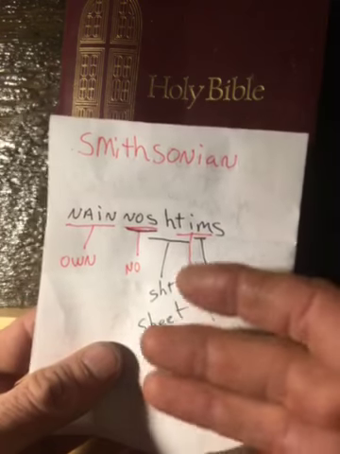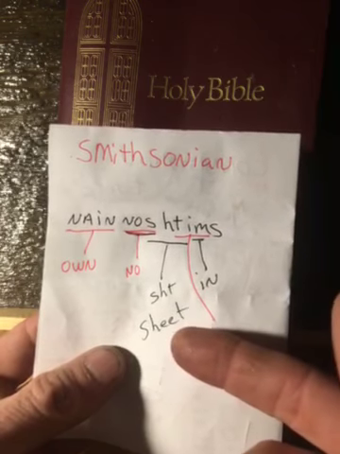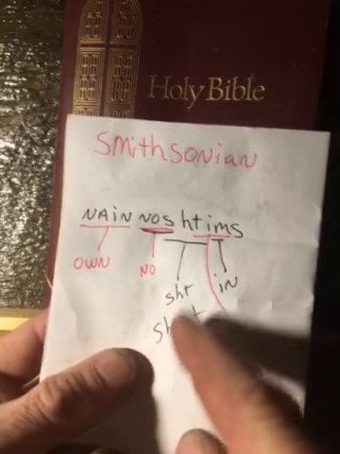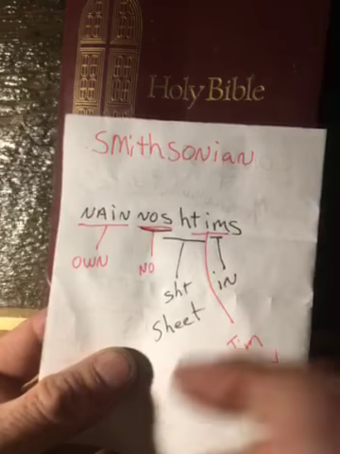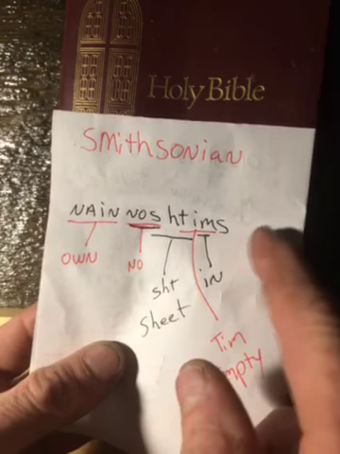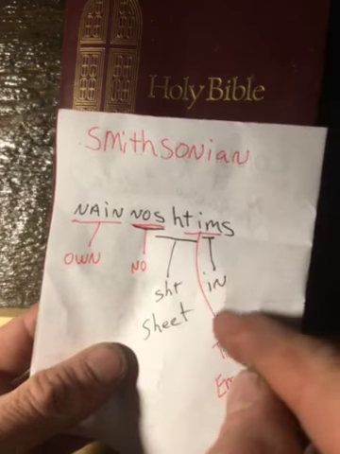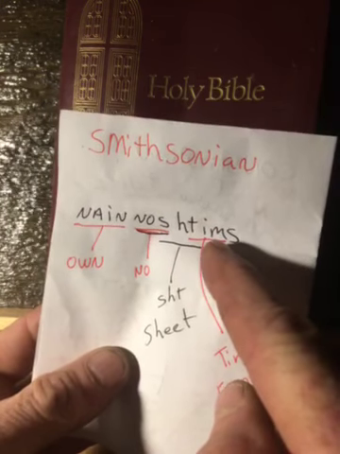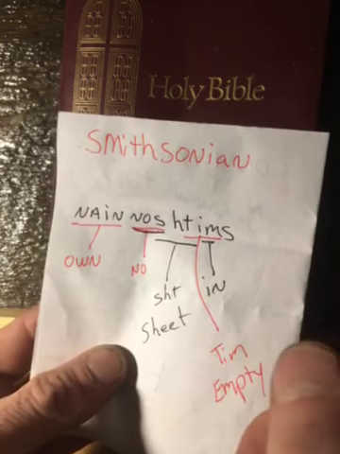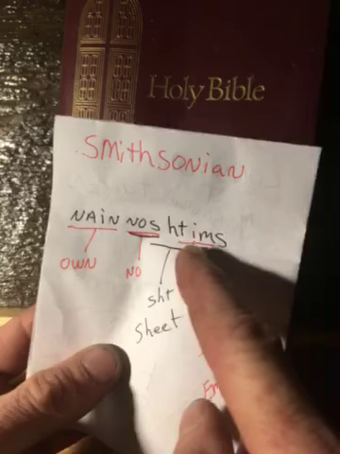A sheet of paper is a document. A sheet could also be a rope, like on a sailing ship, a rope is a sheet. I don't know if that's exactly how you spell it, but let's use the sheet of paper. And then we can see the last four letters are TIMS. The abbreviation I am, when you go in the dictionary, says look at in. So: own, no, sheet, in. But the last four is Tim's.